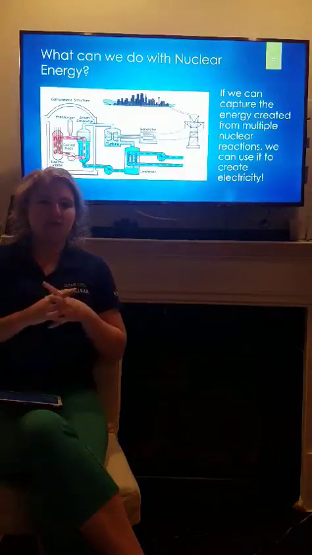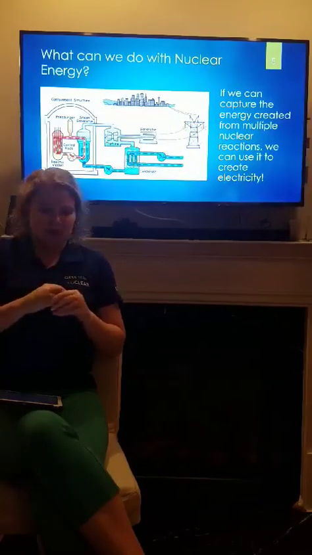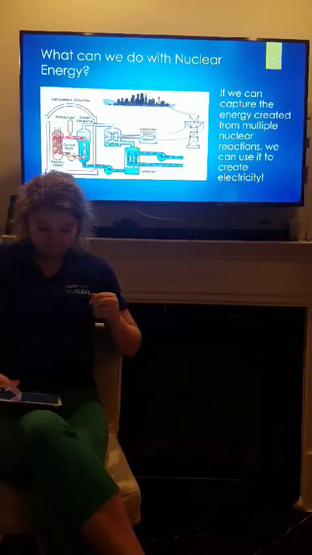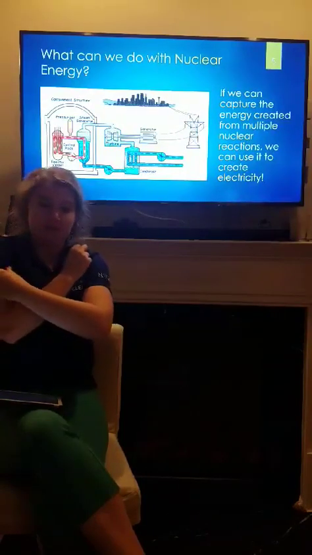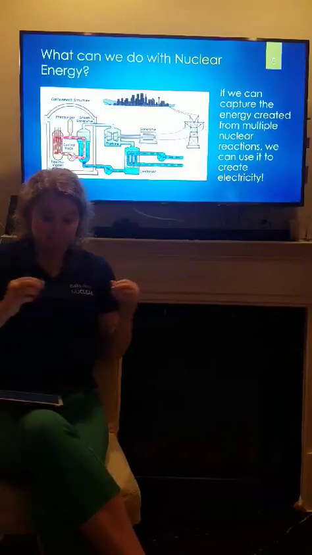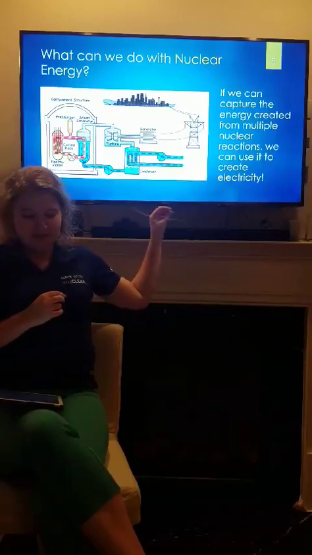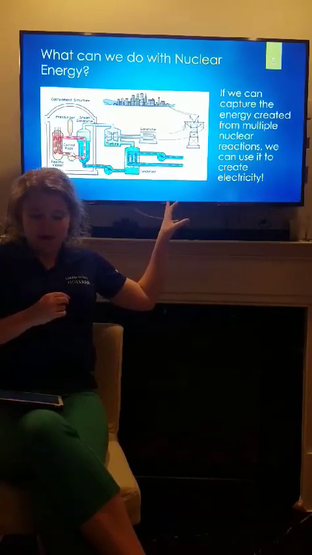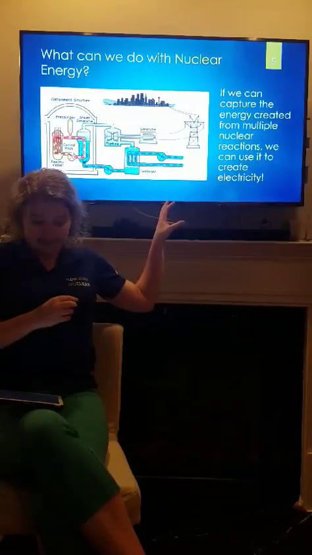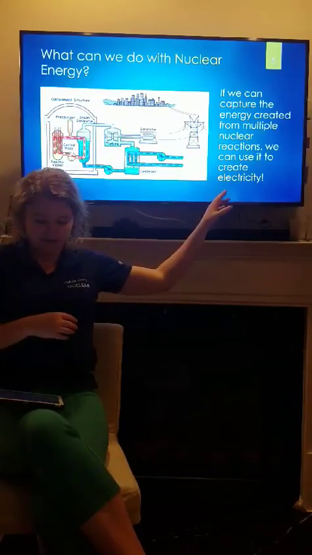All right, so what do we do with those nuclear reactions going on in a nuclear power plant? Well, we harness that energy from fission in the nuclear reactor. And so we have the reactor here. This is a diagram of a power plant. So inside this nuclear reactor, there are billions of nuclear reactions going on. And these are occurring every second. And so that energy is harnessed inside the power plant and it's converted to electricity.